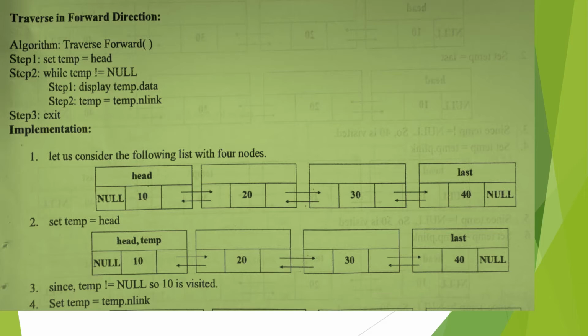The double linked list contains 4 elements. First set temp equal to head. Since temp not equal to null, 10 is listed. Temp equal to temp dot n link. Again, temp will change to this item because I have given temp equal to temp dot n link.